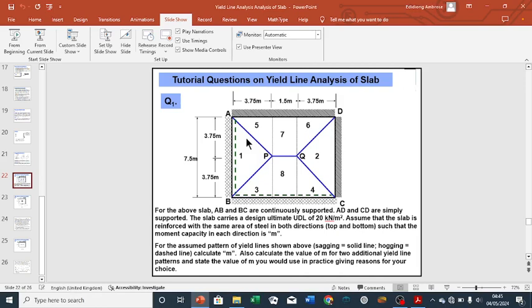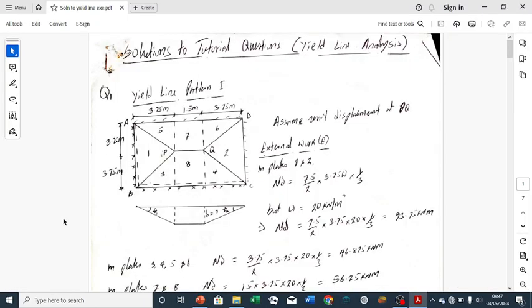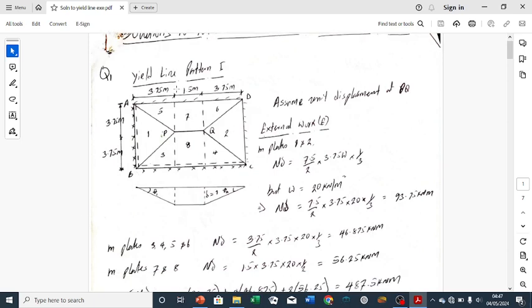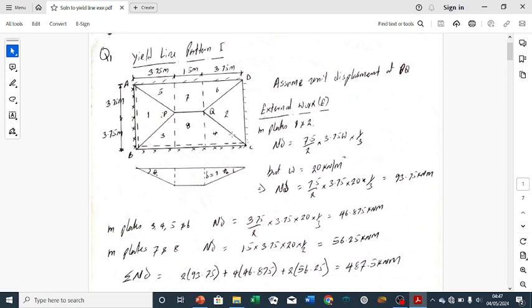So we are going to go ahead now and solve our tutorial. This is a solution to question number 1. This is the yield line pattern that we have been given already. Nothing has changed here. So what we are going to do is to calculate the external work done and the internal energy dissipated by this yield line.